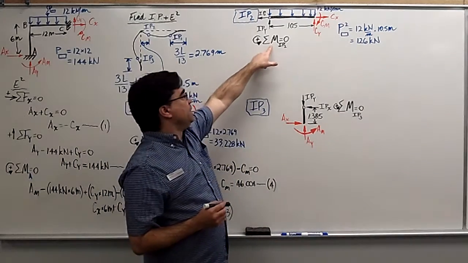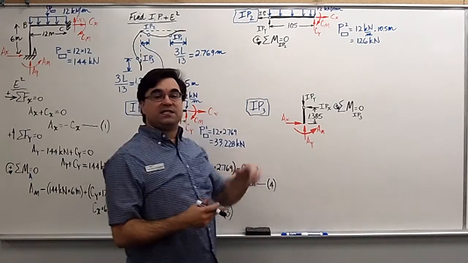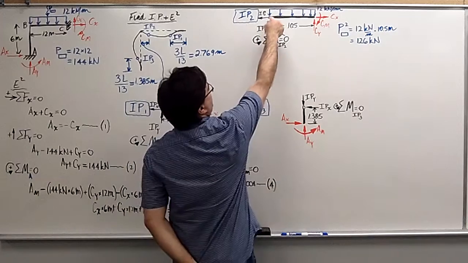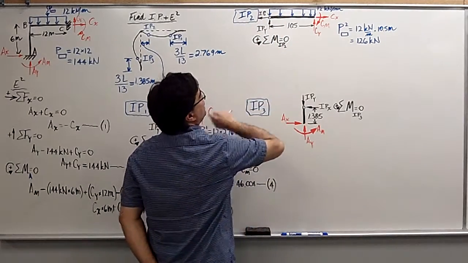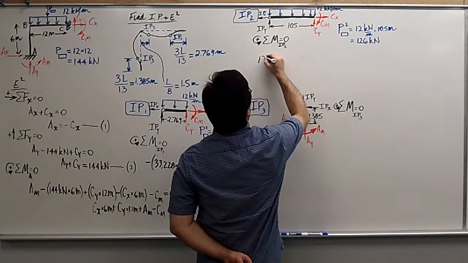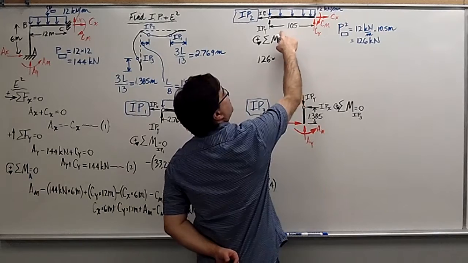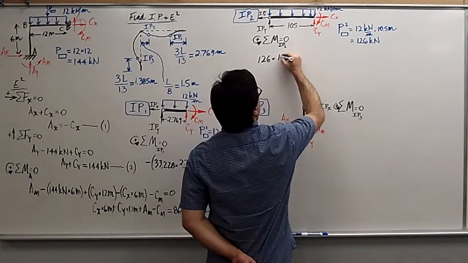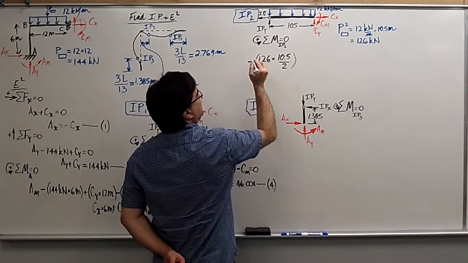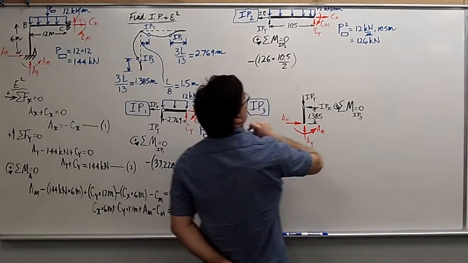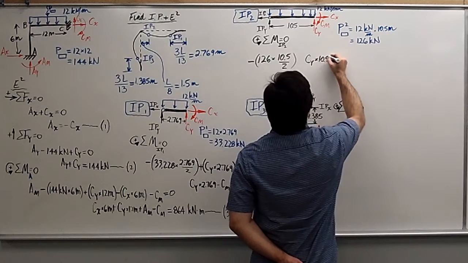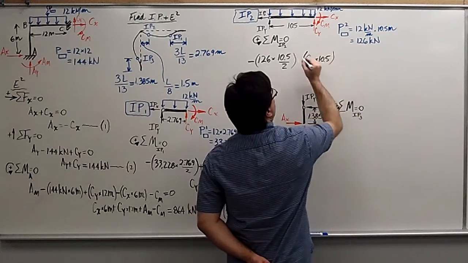And now I'm going to do the sum of the moments at inflection point 2 and see what kind of equation that gives us. So again, going left to right, I first figure out the moment caused by this equivalent point load, which is 126 times a distance of 10.5 divided by 2. And this moment is negative with respect to that being our positive. Then the moment caused by Cy, which is Cy times 10.5. This moment is positive.